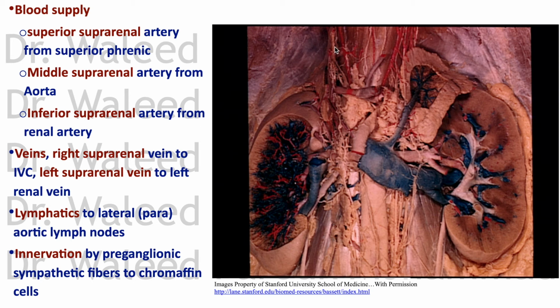Now, the blood supply of the suprarenal or adrenal glands: the arterial supply comes from three sources. A higher source from the inferior phrenic artery, the first branch of the aorta as it enters the abdomen to supply the inferior surface of the diaphragm. The middle suprarenal artery comes directly from the aorta, and the inferior suprarenal artery comes from the renal artery. So inferior suprarenal from the renal, middle suprarenal from the aorta, superior suprarenal from the inferior phrenic. Both sides are the same in arterial supply. So actually it's rich in blood supply.